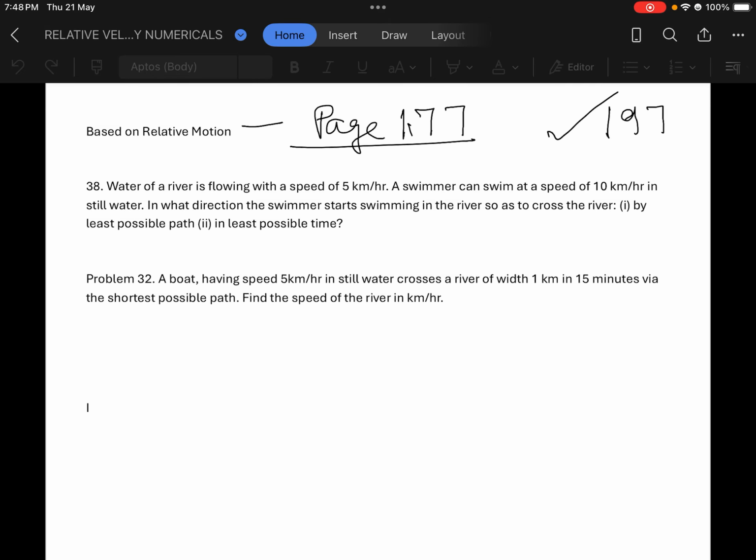So in this lecture I am going to do numerical questions on relative velocity. Today I will take some numericals on the relative velocity of river related problems.